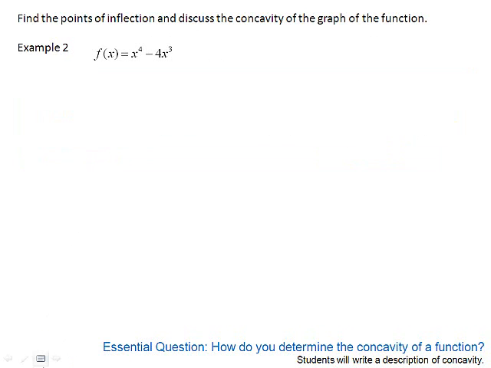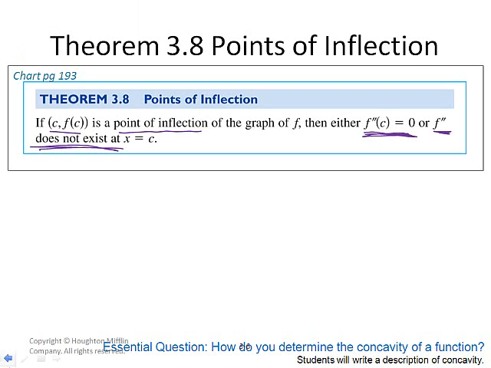All right, next example. Same instructions as the last example. We just added more to it now. We're going to find the points of inflection, okay? Did I go too fast? Yeah. Sorry. Just f double prime equals 0 or f double prime does not exist. You don't need to write every single word, remember.